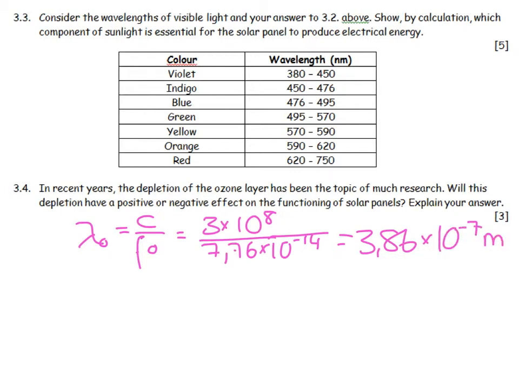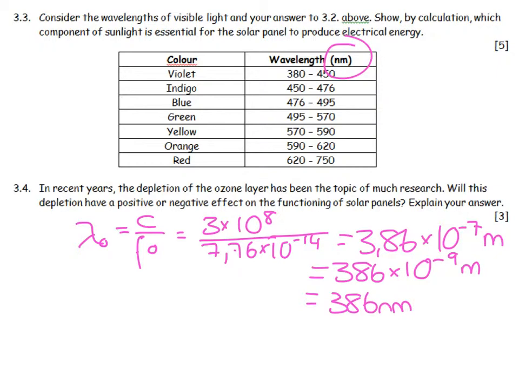But over here, I'm working in nanometers. So let me convert that. It becomes 386 times 10 to the negative 9 meters, which is therefore equal to 386 nanometers. Where is 386? It's in that range. So it gives you violet. So you need at least violet light in order to move that.